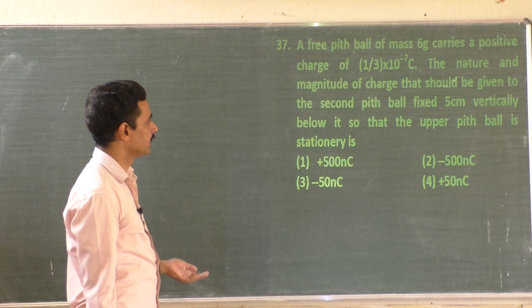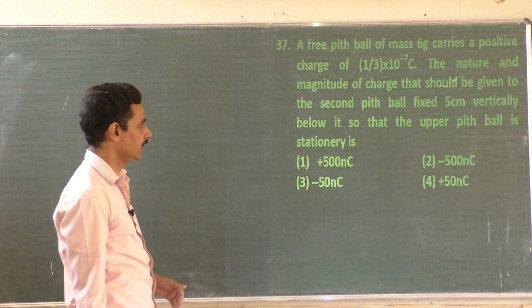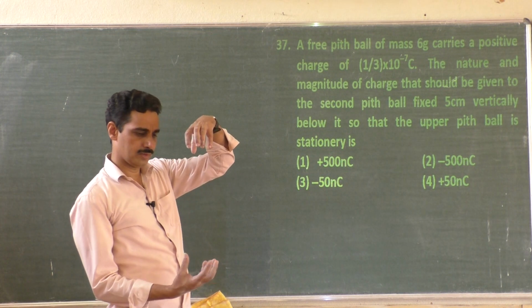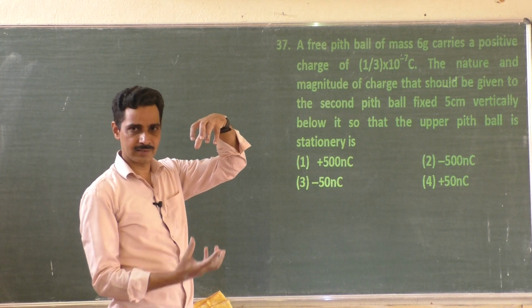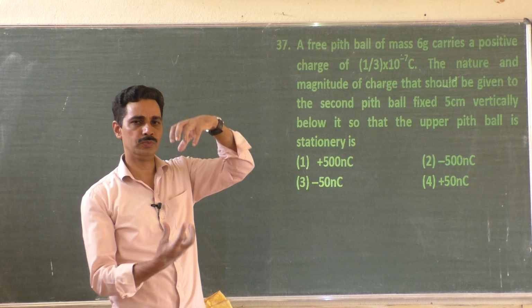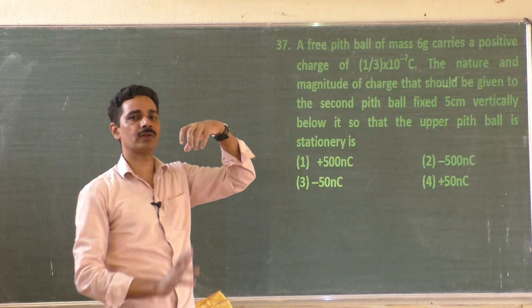The nature and magnitude of charge that should be given to the second pith ball fixed at 5 centimeter vertically below it, so that the upper pith ball is stationary. So you are given two balls. You have to give a charge. Already a charge is given to the upper ball. The lower ball has to be given another charge so that they don't move. The lower ball has to maintain the upper ball by using an electrostatic force.